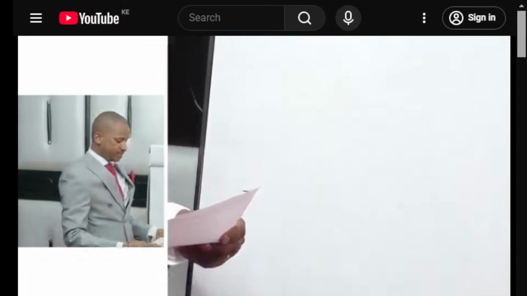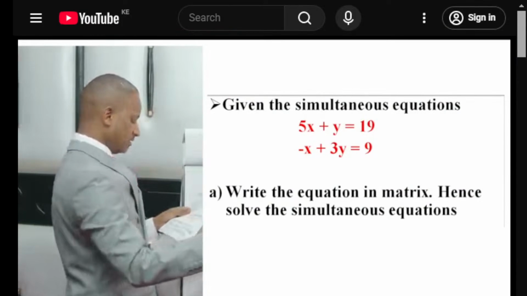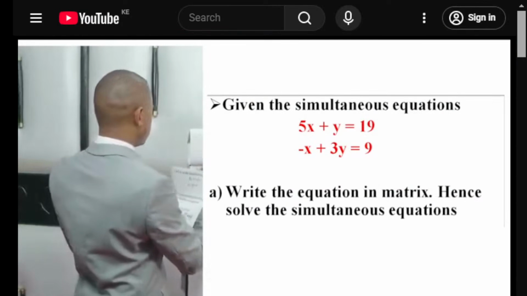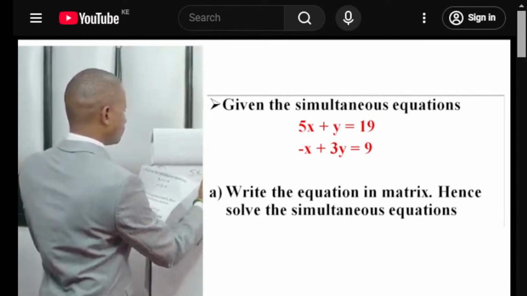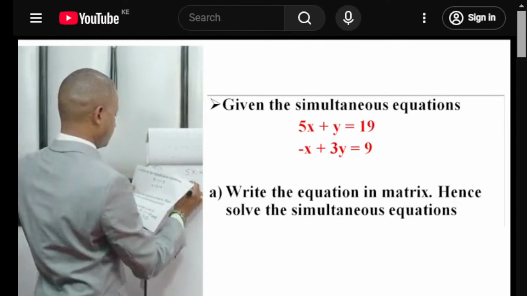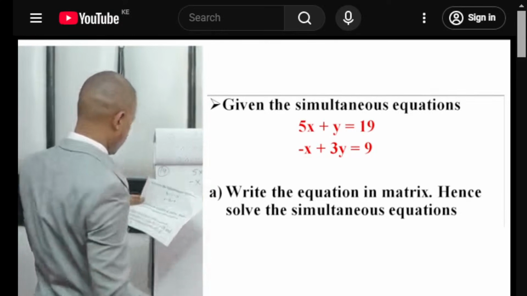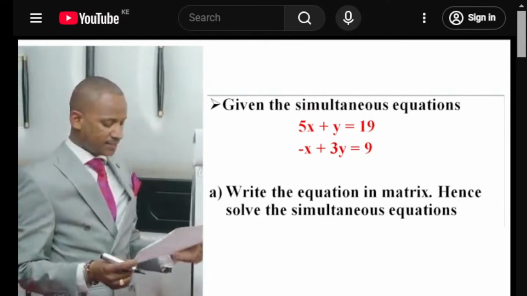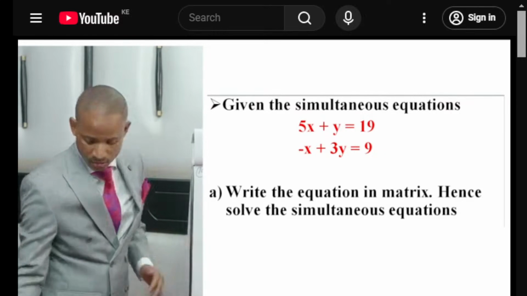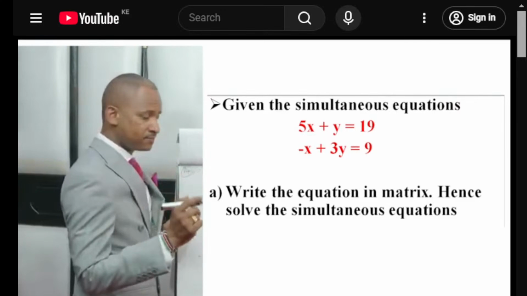Next question is, given the simultaneous equations, that is question 14. 5x plus y equals 19, minus x plus 3y equals 9. Write the equation in matrix form. Hence solve the simultaneous equations. Write the equation in matrix form, but it has two parts.